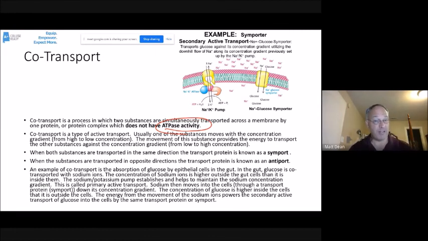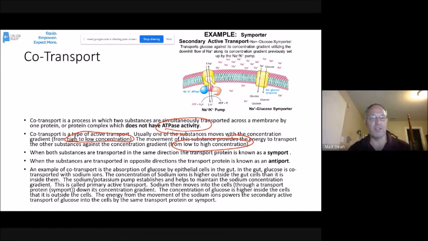It is a type of active transport, though, even though ATP is not being used. Typically, the energy from transport of one material is used to power the transport of the other material. So usually one substance is being moved with the concentration gradient, high to low concentration. The movement of this substance provides the energy to transport the other substance against the gradient, from low to high concentration.